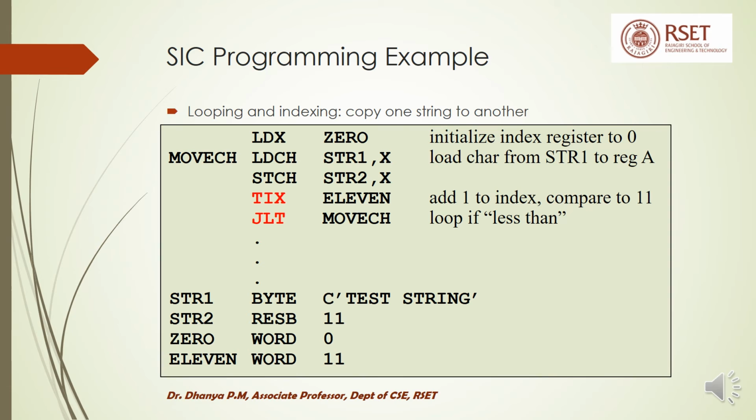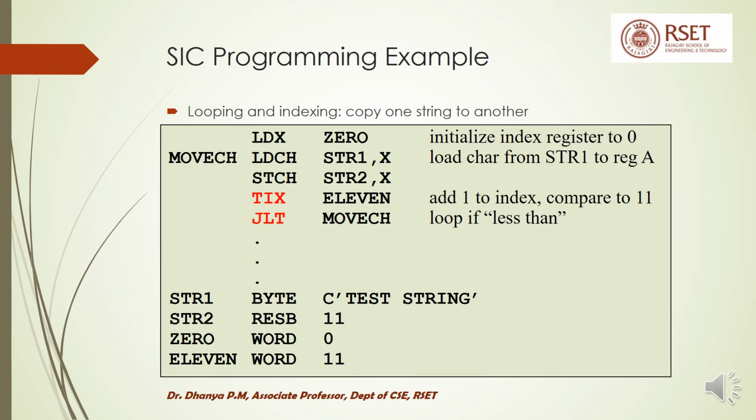Since direct memory to memory transfer is not possible in SIC, we have to load one character to accumulator, and from there it is taken to the second memory location. So character by character we have to do this transfer. This is to be done 11 times since the total length of the string is 11.